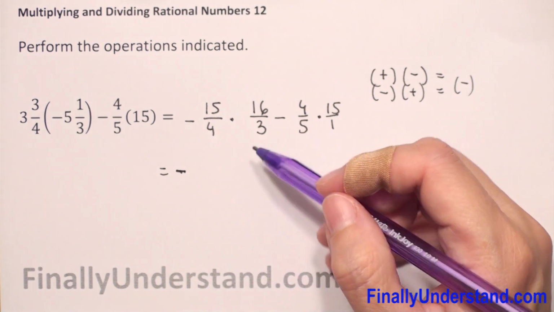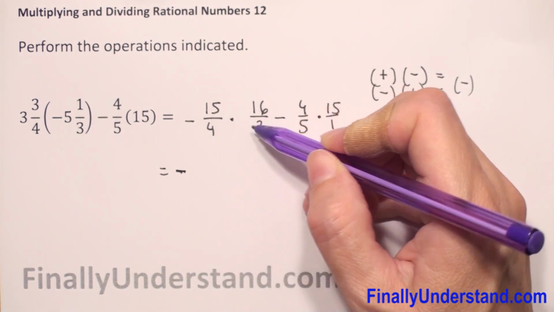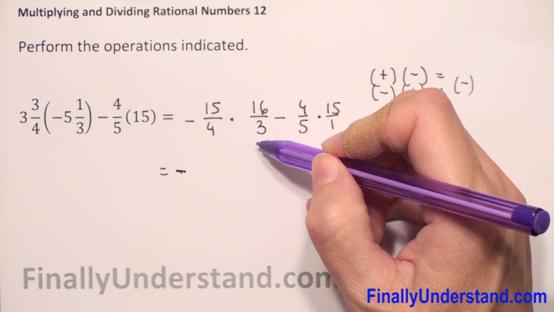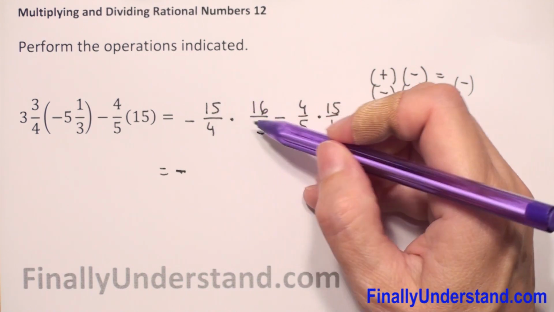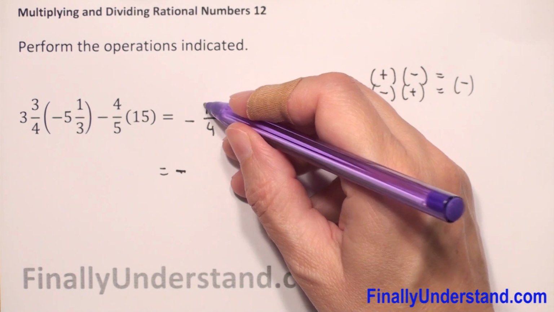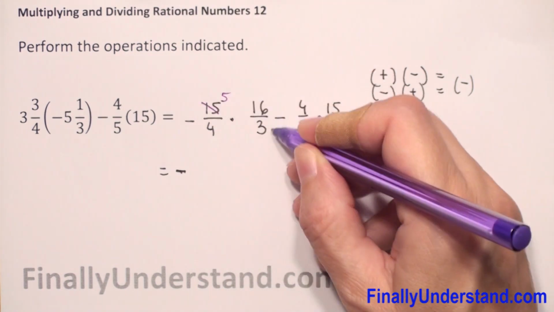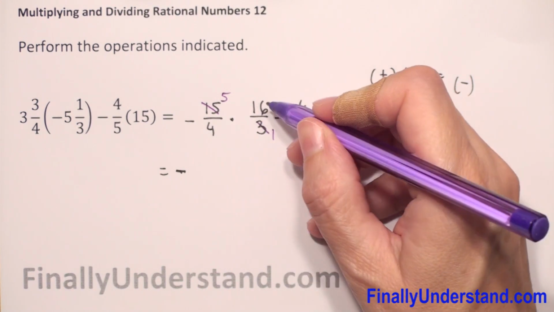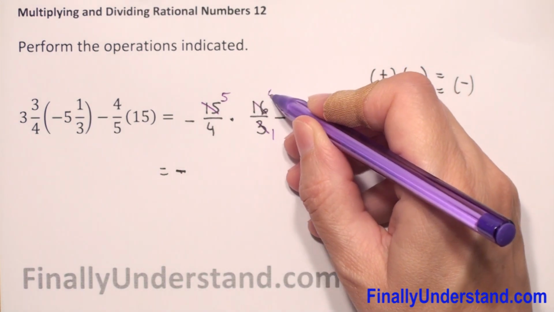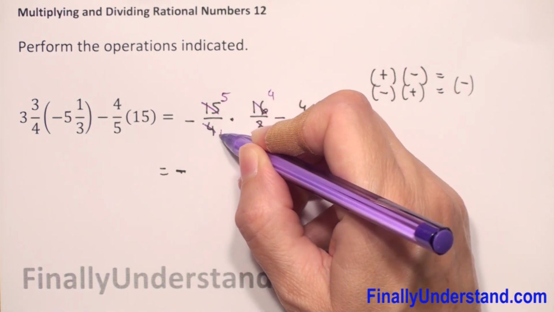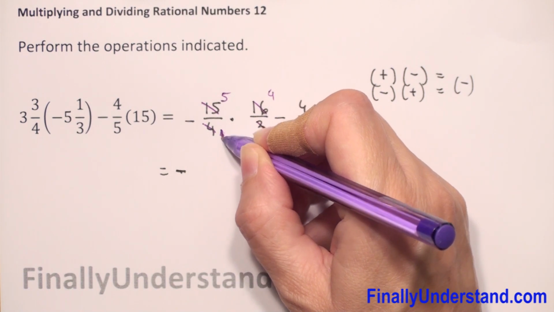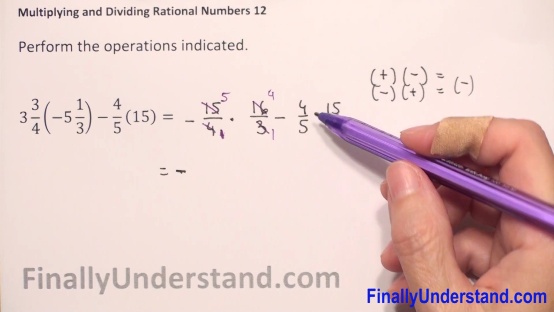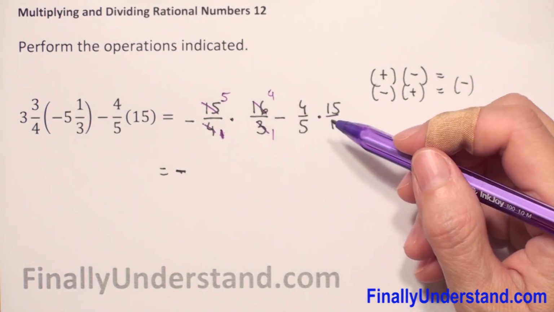Before we do multiplication of fractions, we check if we can reduce something. We have 15 and in the denominator we have 3. We always reduce numerator with denominator. So 15 and 3 we can reduce by 3, so it will be 5. 3 divided by 3 will be 1. And we have 16 and 4. So 16 divided by 4 will be 4, and 4 divided by 4 is 1. We always divide numerator and denominator by the same number when we reduce.